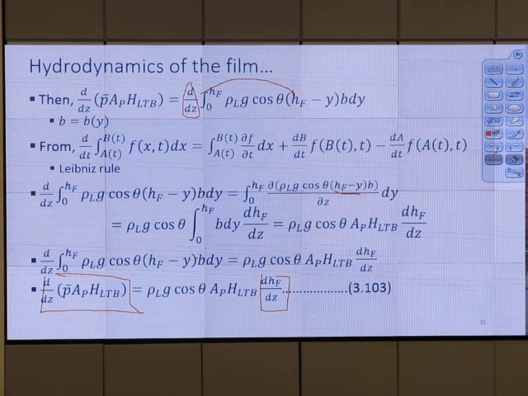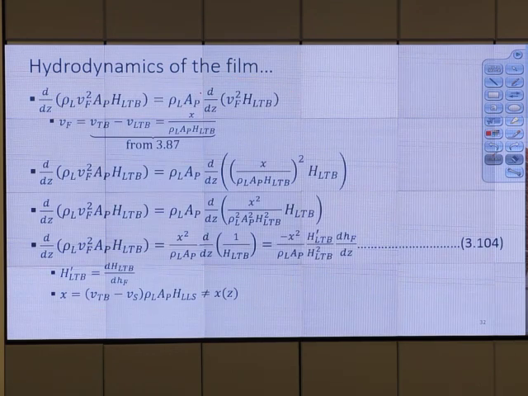Okay, yes. So the HLTB is going to be the average holdup, right? HLTB is the holdup at that location. In this case, it's the holdup at that location. Okay.